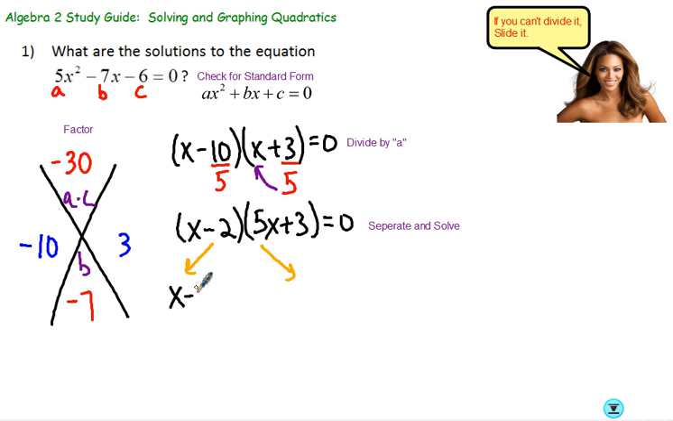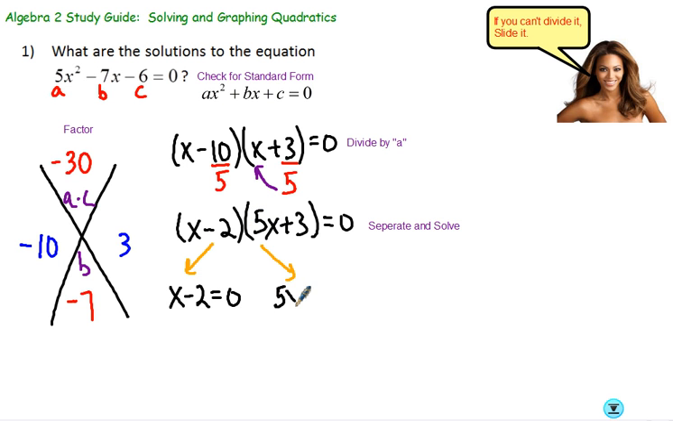So this would be x minus 2 equals 0. And by the way, this will always be equal to 0, because what we're saying is this group times this group is equal to 0. Well, if two things, when multiplied, equal 0, that means that one or both of them would have to be equal to 0.